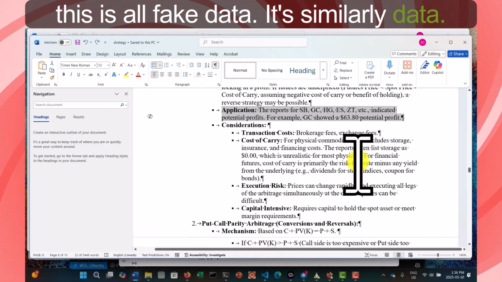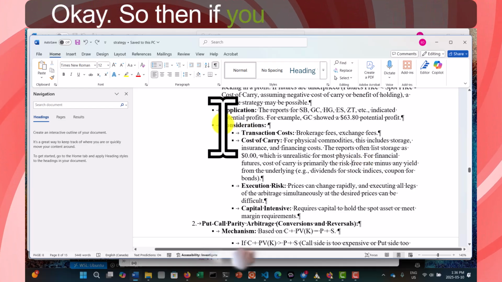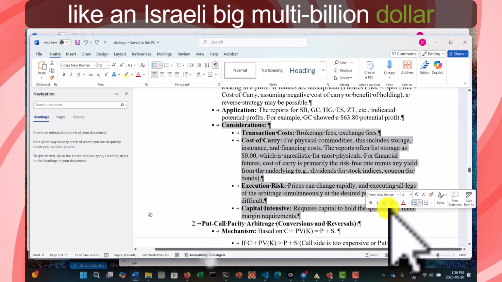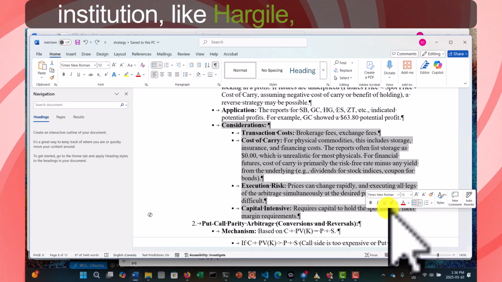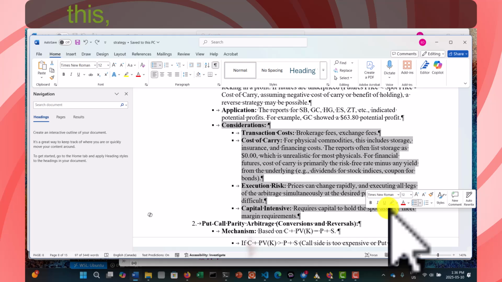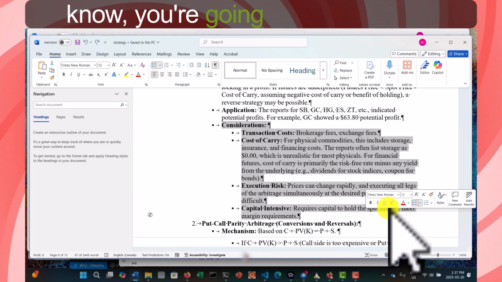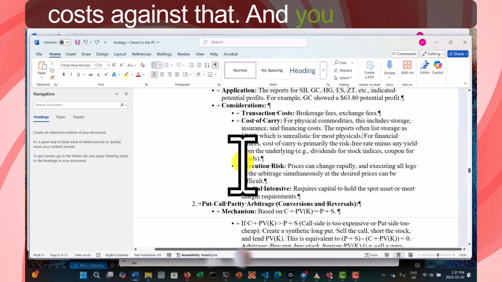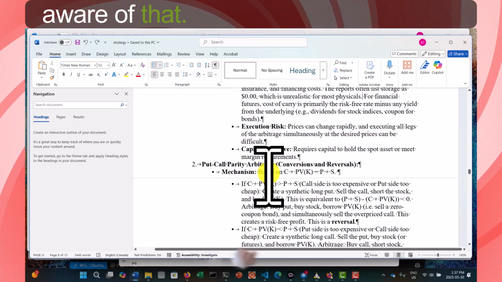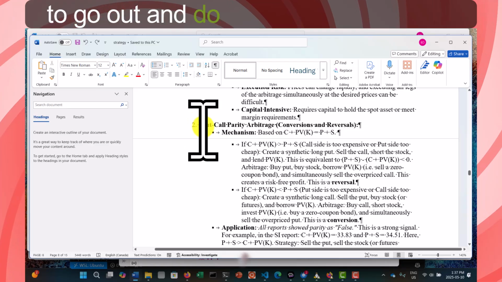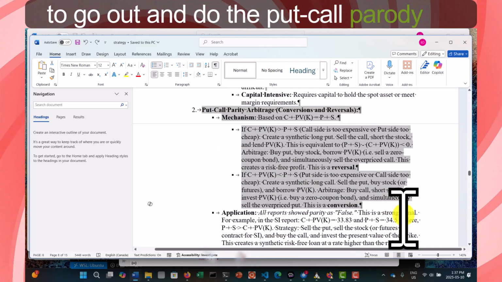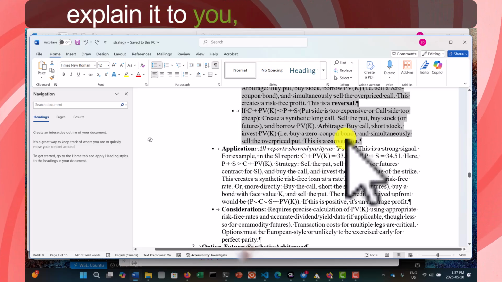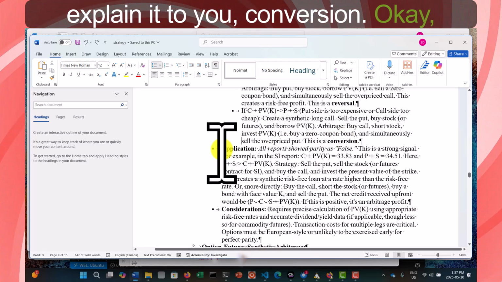It's simulated data. Okay. So if you are working with a big multi-billion dollar institution like Cargill that would do this, where they're in livestock, you're going to have storage costs, you're going to have all kinds of costs against that. You need to be aware of that. And then again, it's going to go out and do the put call parity as well and actually explain it to you, conversion.